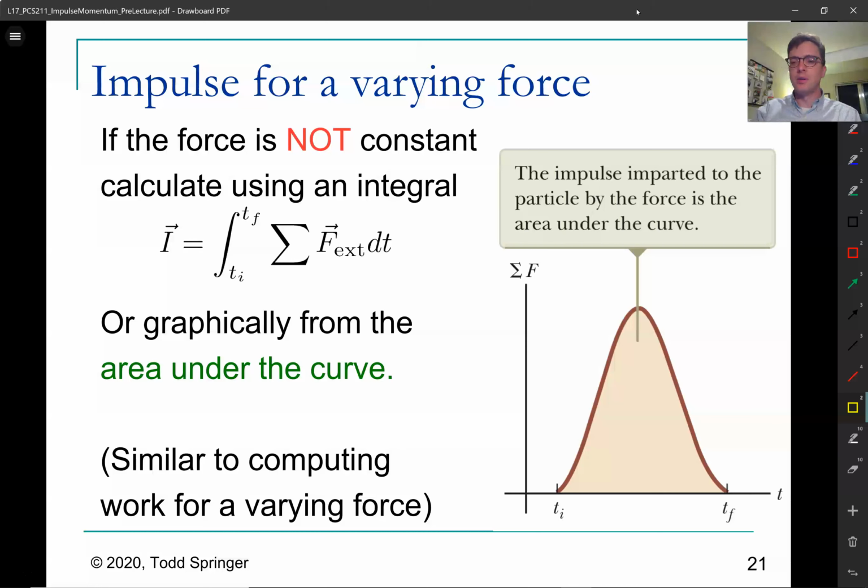So impulse is a force applied over a time. And in this graph here, I'm showing an example.